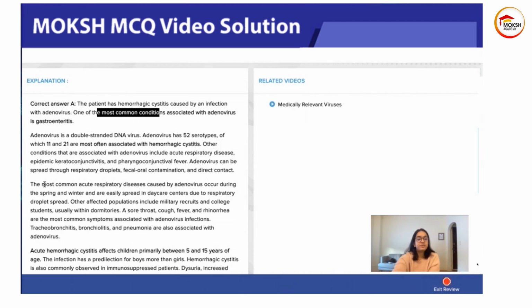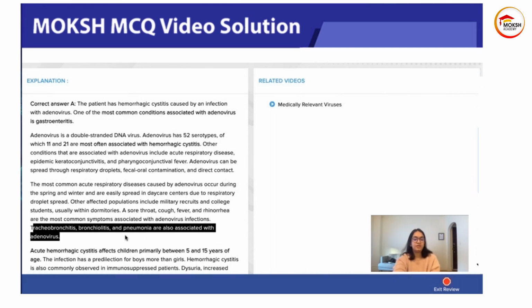The most common acute respiratory disease caused by adenovirus occurs during spring and winter, and spreads very easily in daycare centers due to respiratory droplet spread. Other infected populations can include military recruits and college students, usually within dorms. A sore throat, cough, fever, and rhinorrhea are the most common symptoms, and tracheobronchitis, bronchiolitis, and pneumonia are also associated with adenovirus.